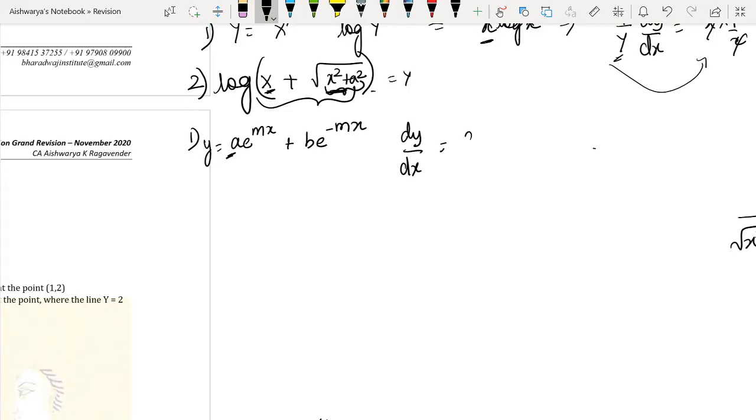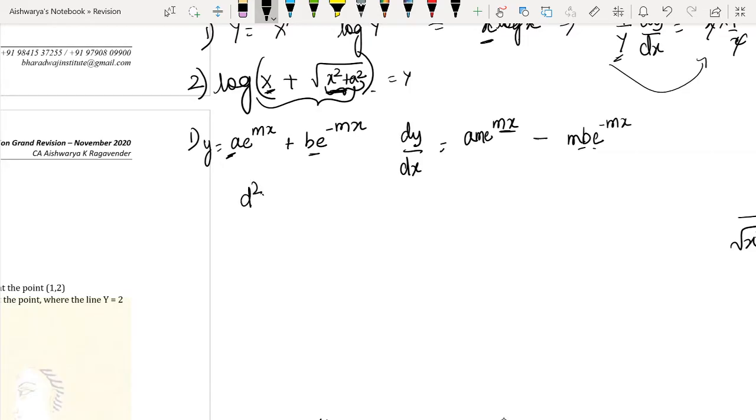A is a constant, keep it as it is. E power mx is e power mx multiplied by mx differentiation, which is m. Just keep it as m here. Then plus next term, b e power minus mx. B you keep as it is, e power minus mx differentiation is the same, into minus m. So I am just going to bring that minus out here and put the m here. You can keep it as mb or bm, doesn't matter. This is your first order derivative.